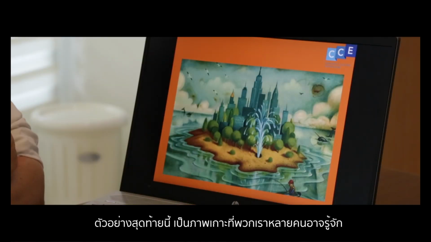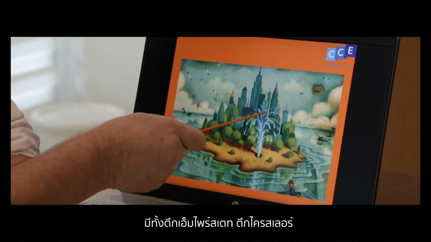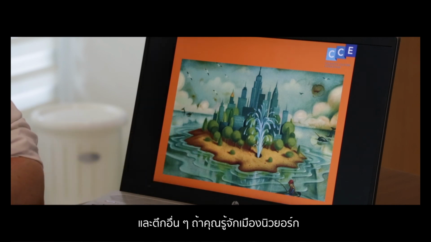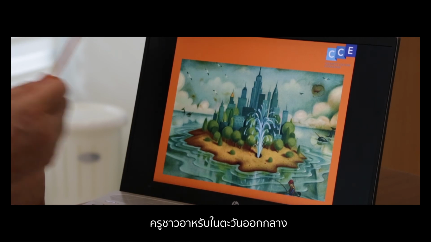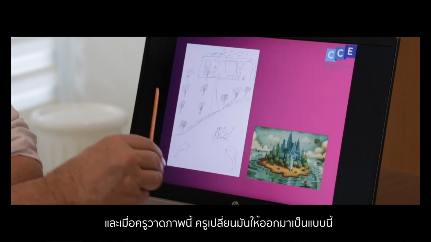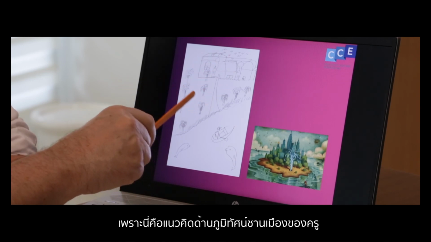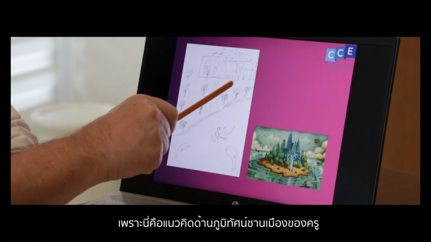And this final example is of an island which many of us might recognize as being a kind of surreal New York. These are the Empire State Building, the Chrysler Building, and so forth, if you know New York. But I was doing this activity with some teachers in Qatar, in the Middle East, Arabic teachers. And when they drew that, they turned it into this, because this is their idea of an urban landscape.